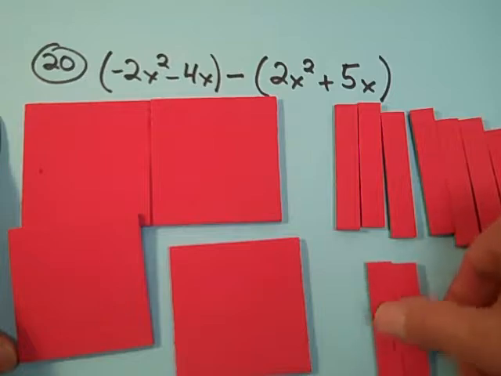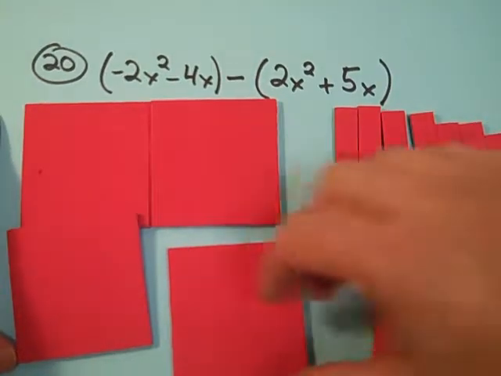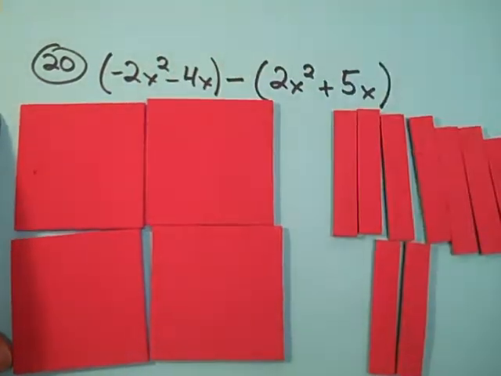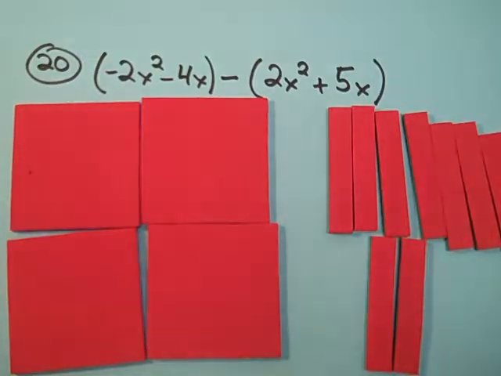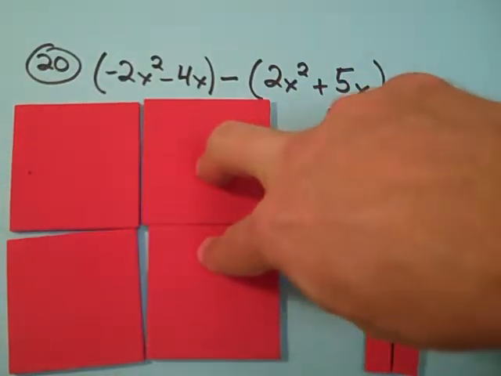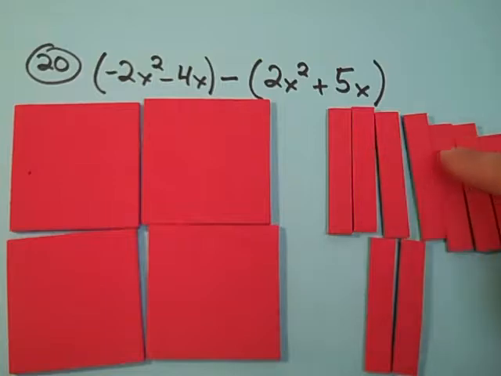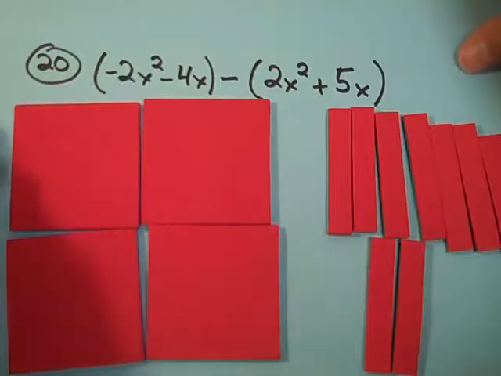I'm just putting these in no particular order. I'm just trying to get them so we can see them there. So once I've done that, I'm going to end up now with a negative 4x squared. And 1, 2, 3, 4, 5, 6, 7, 8, 9, a negative 9x. So that will be my answer. Negative 4x squared, negative 9x. Okay, that was number 20.